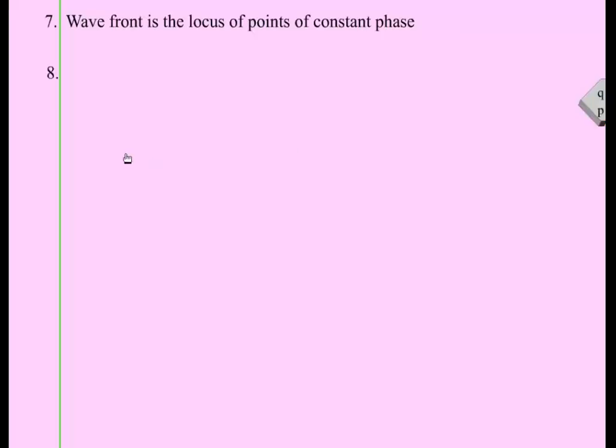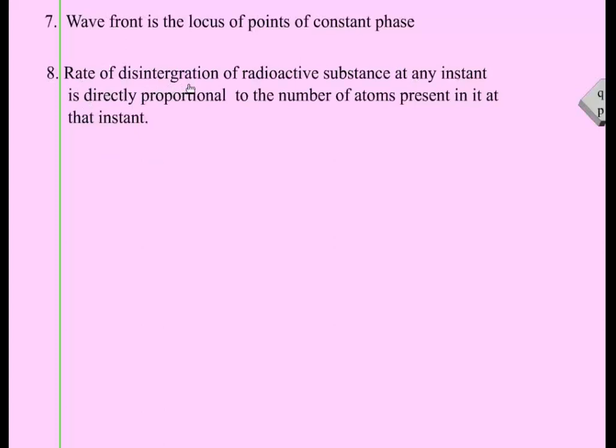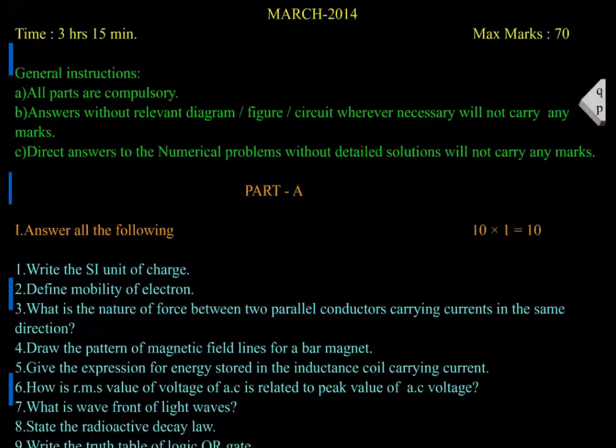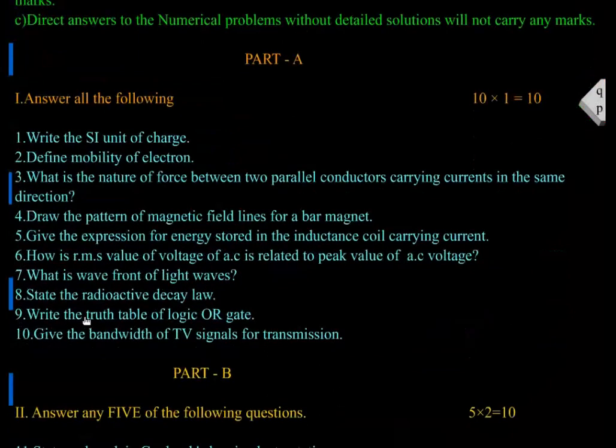Statement is required. For the eighth one, the rate of disintegration of a radioactive substance at any instant is directly proportional to the number of atoms present in it at that instant. Of course, this "at that instant" is also very important. It carries 1 mark.